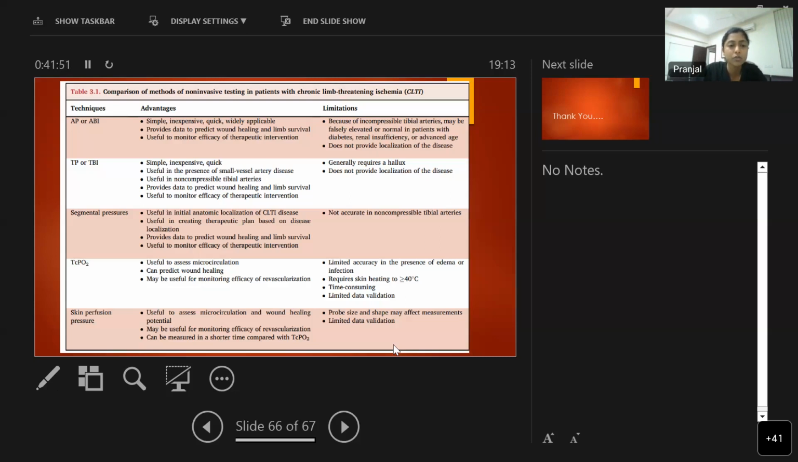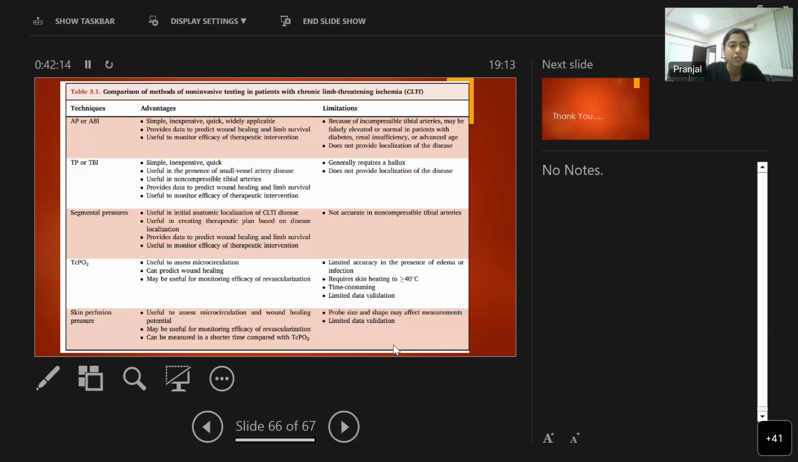TcPO2 is useful in assessing microcirculation. Again, it can predict wound healing and may be useful in monitoring efficacy of revascularization, but it has limited accuracy in the presence of edema or infection, which most of our patients usually have. It requires skin heating to more than or equal to 40 degrees centigrade. It is time consuming and there is limited data validation.